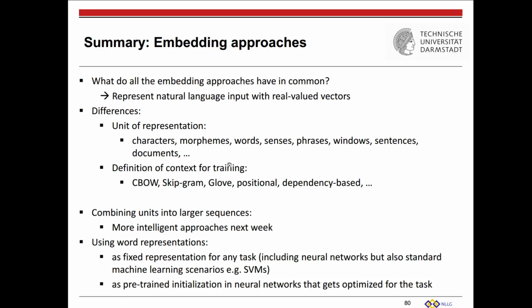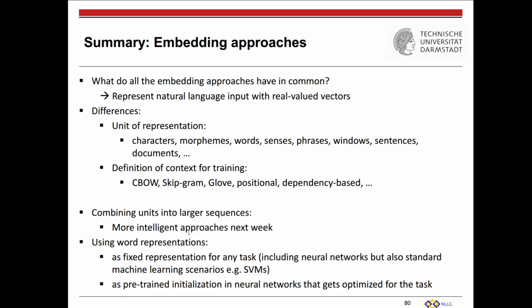Good, so this is the summary of today's embedding approaches. What do they all have in common? They are vectors and they represent natural language with a vector. And different is the unit of representation. What are we embedding? Characters, morphemes, byte pieces or word pieces, words, sentences, phrases, windows, whole sentences, whole documents. And how do we define the training? There are very different approaches. Some are more semantic, some are more syntactic, some are bilingual, some are monolingual.